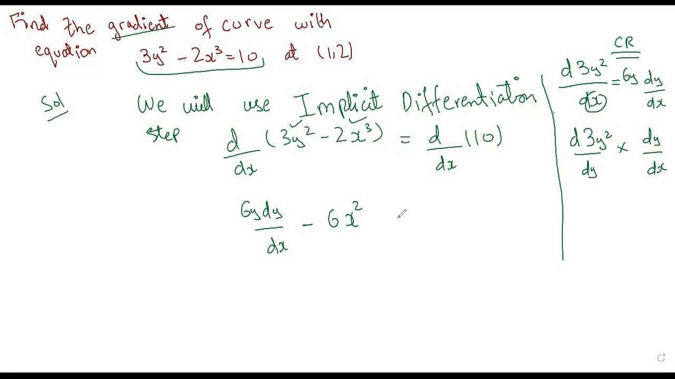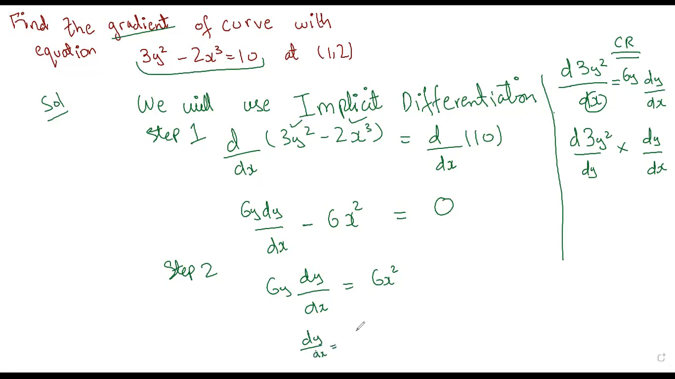And what is the derivative of 10? Nothing, 0. Very good. So what is the next step? The next step is you have to bring negative 6x squared to the other side. Very good. And now you have to bring 6y to the other side as well. So 6x squared by 6y.